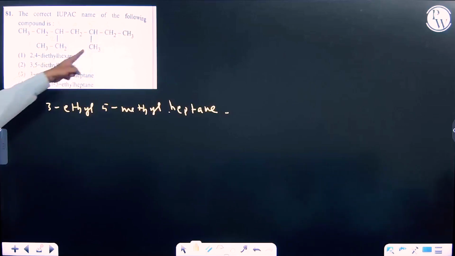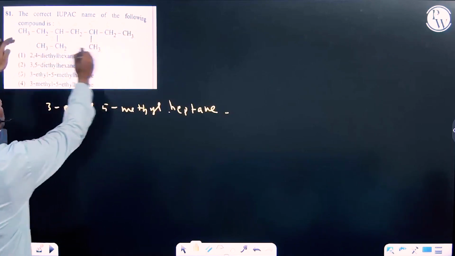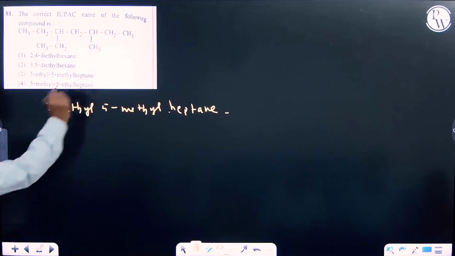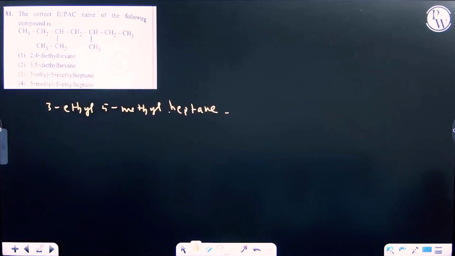Immediately, the option 3 methyl 5 ethyl is also given. And if you directly write this, that option is also there. Need to be careful. So this is IUPAC nomenclature. Simple question. The possibility of error is there, but it is okay. You can manage it. This is an easy to moderate level question.